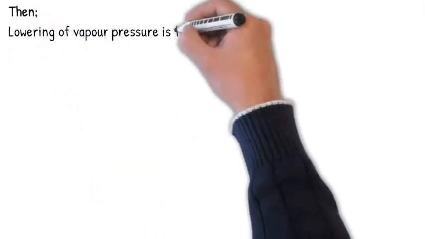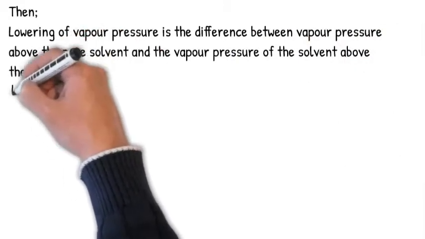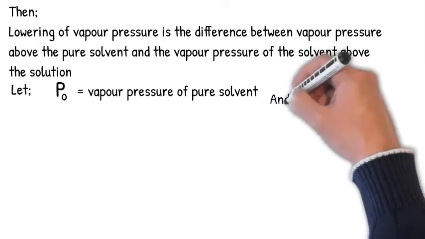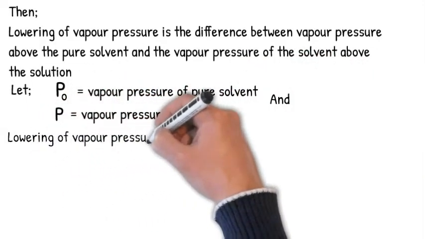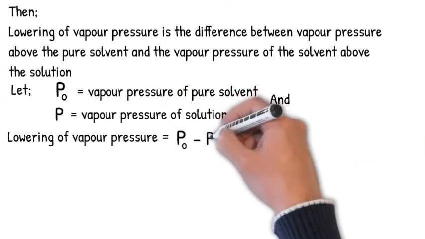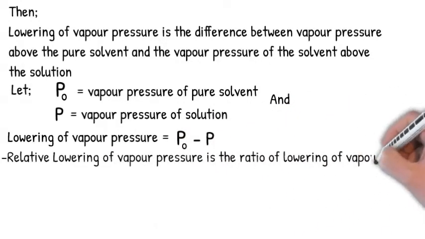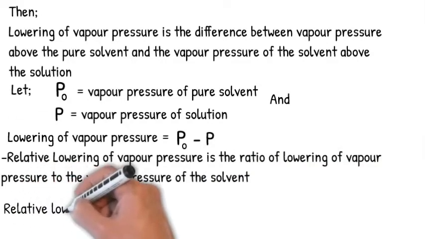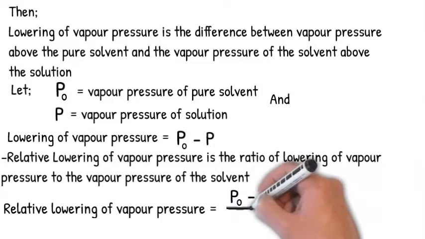Lowering of vapor pressure is the difference between the vapor pressure above the pure solvent and the vapor pressure of the solvent above the solution. Let P0 equal the vapor pressure of the pure solvent and P equal the vapor pressure of the solution. Lowering of vapor pressure equals P0 minus P. Relative lowering of vapor pressure is the ratio of lowering of vapor pressure to the vapor pressure of the pure solvent. So relative lowering of vapor pressure equals P0 minus P divided by P0.